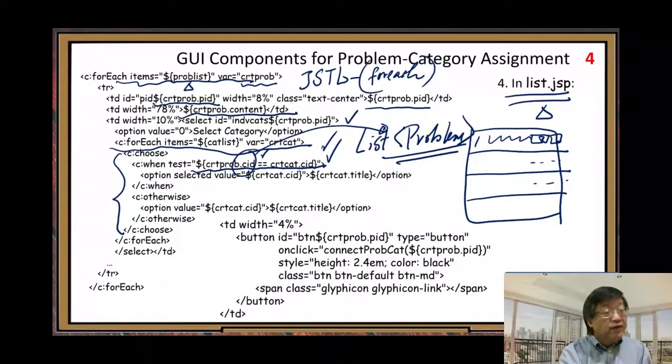So if the problem's category equals the current selected category. Later, why do we have the current selected category? Later we have a feature: when we select the category, oh yeah, just a minute. We're not there yet. Selecting the category is our later feature. But here, it's not a selected category, it's the current category ID.